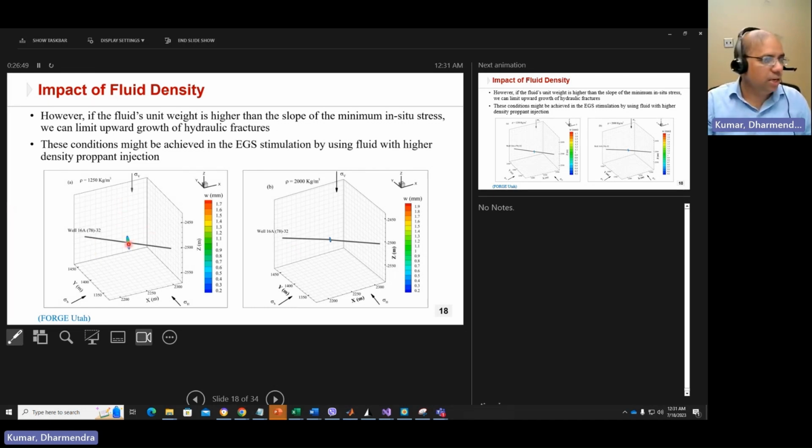But one remedy we found is to use a high density fluid, because then gravity will act. This one is showing relatively less density, like 1250 kg per meter cube fluid. Let's see how the fracture will propagate in this condition. Because it is relatively low density, the fluid is still going upward. In the second case, I use 2000 kg per meter cube, almost 2 times the water density. And let's see how the pressure will behave in this case.